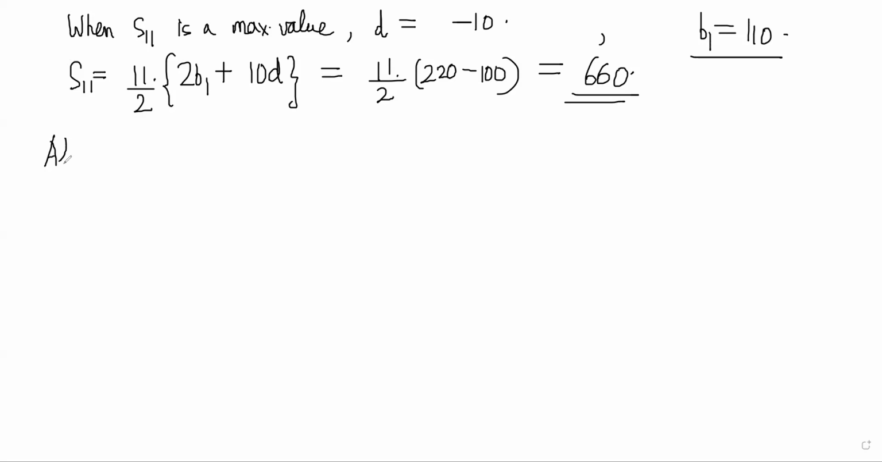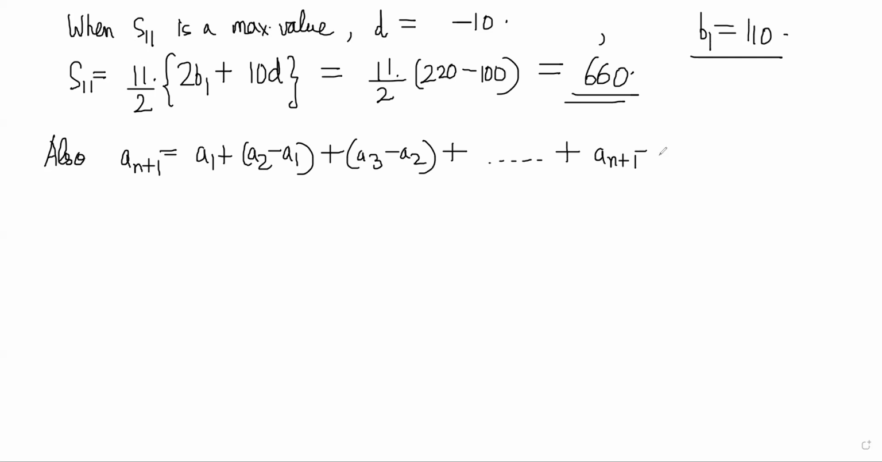Also, for the original sequence, An plus 1 can be written as A1 plus A2 minus A1 plus A3 minus A2, and so on till An plus 1 minus An.